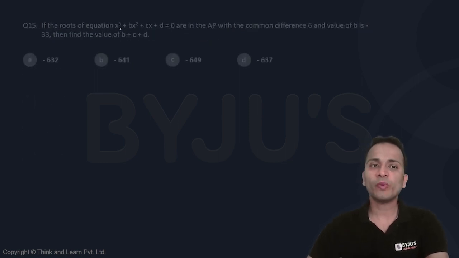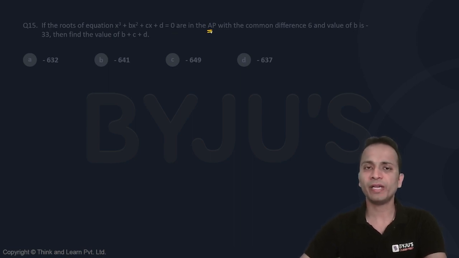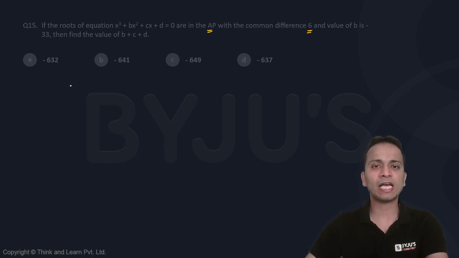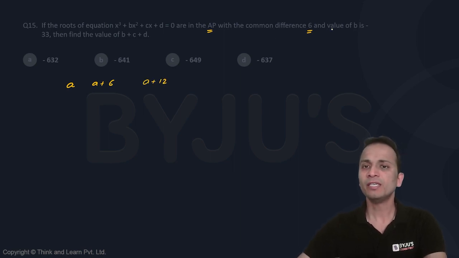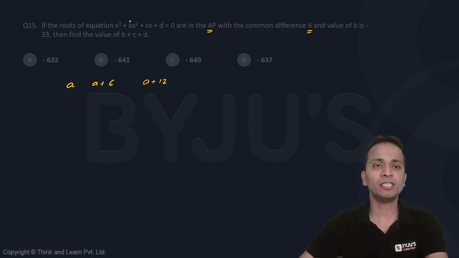So the roots of the equation x cube plus bx square plus cx plus d equal to 0 are in arithmetic progression with a common difference of 6. So let me assume the roots as a, a plus 6 and a plus 12. Okay. And the value of b is minus 33. The value of b is given as minus 33.